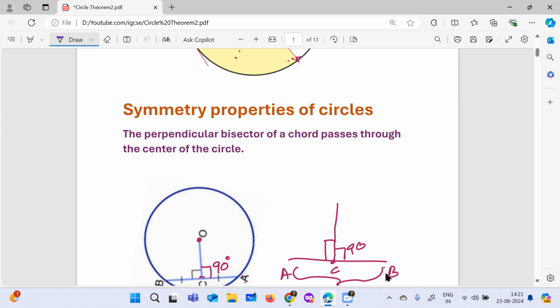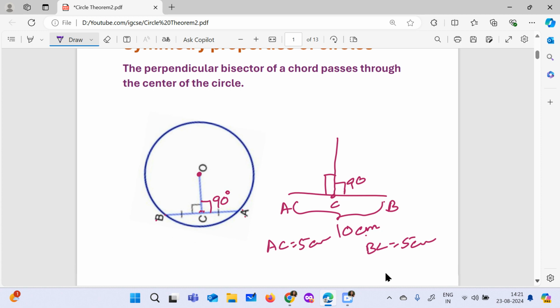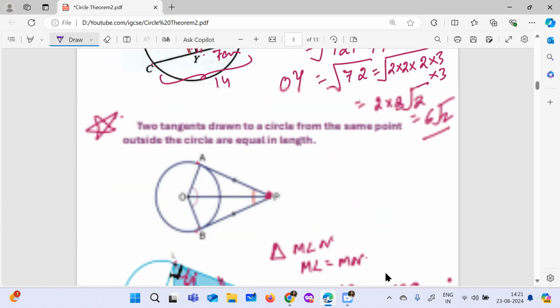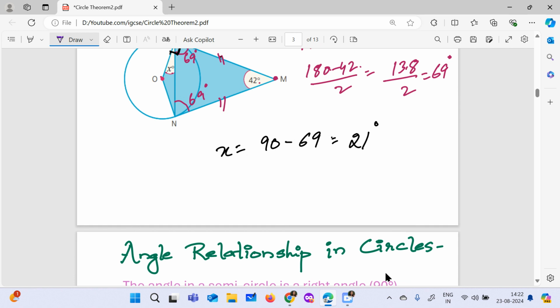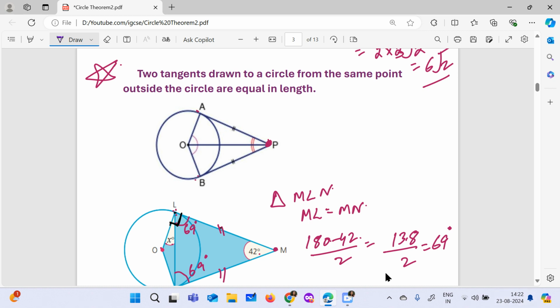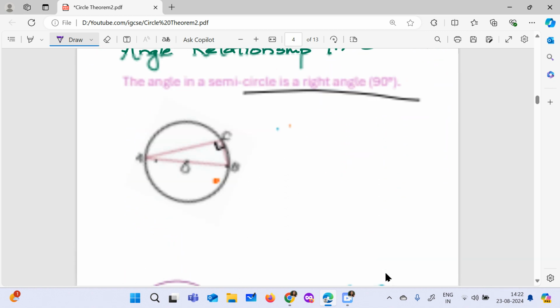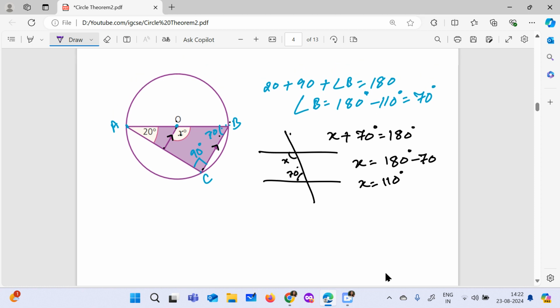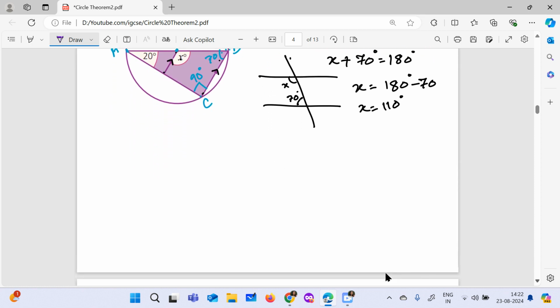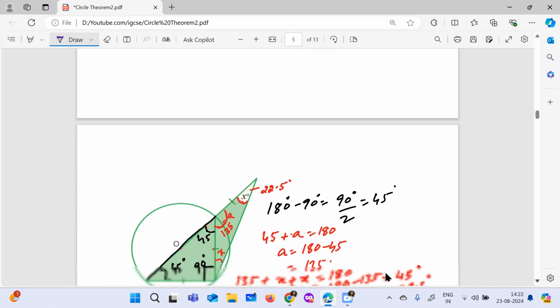Hi, Miss. So, previous session we did a few theorems on circles. It was symmetry properties of circles, and then we did tangents, where the tangent lengths from an external point are equal. Then we did another theorem, angles relationship in a circle: that angle in a semicircle is 90 degrees, and angle at the center is double the angle on the circumference.